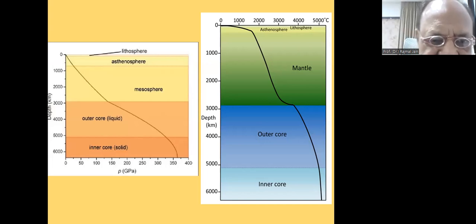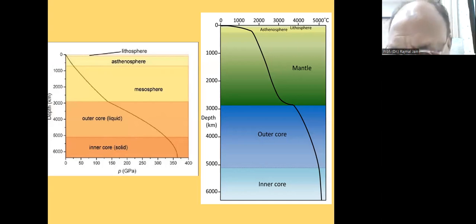On the left side, it is a pressure diagram with depth on the y-axis and pressure increasing from left to right on the x-axis. You can see that just above the core, at the point of the outer core, the pressure suddenly changes and becomes flat, and then again it changes in the inner core. Similarly, on the right side, the temperature keeps on increasing as a function of the depth inside, but suddenly at the outer core it becomes flat and then again, sharply, it starts to decrease.